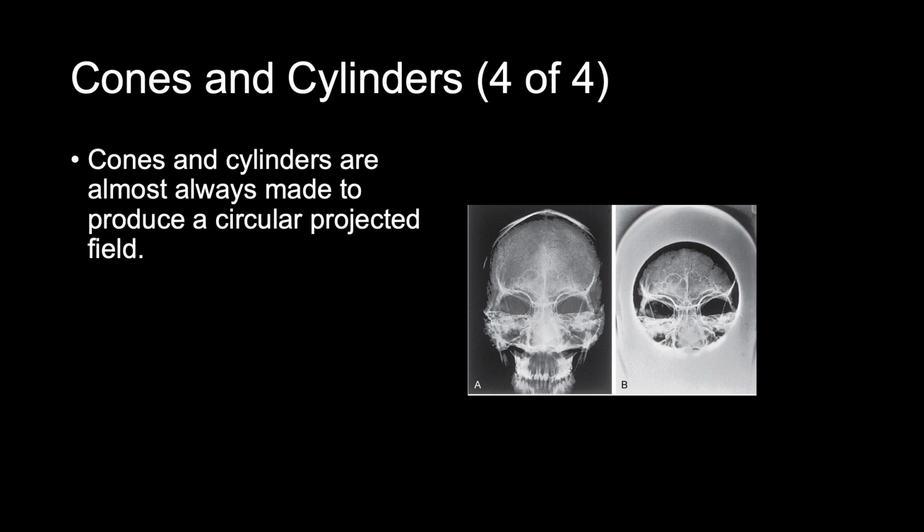You always want to make sure that when you are using a cone or a cylinder, your positioning is perfect and your central ray is perfect, because I can see here on B that they're actually clipping some of the sinuses. They're clipping the maxillary sinuses. So you want to make sure that you are centering perfectly, and you want to include all of the sinuses inside of that circle without clipping anything.